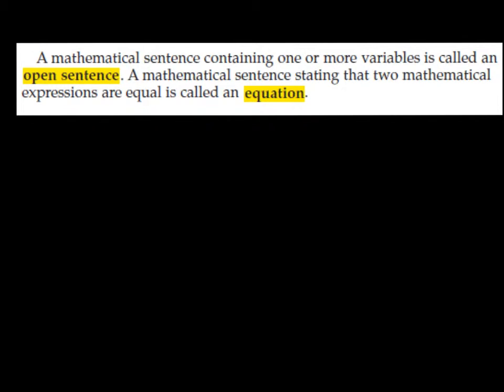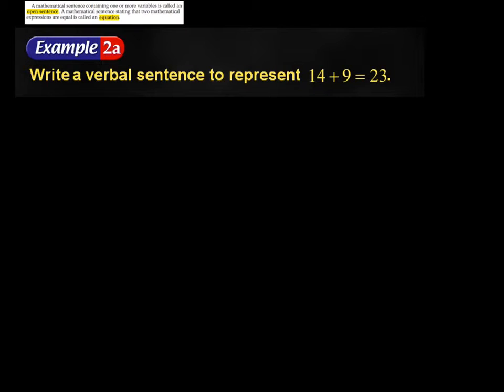A mathematical sentence containing one or more variables is called an open sentence. A mathematical sentence stating that 2 mathematical expressions are equal is called an equation. Now that's interesting, there's more than one correct answer. Write a verbal sentence to represent 14 plus 9 equals 23. So that's one possible answer. We could also say the sum of 14 and 9 is 23.